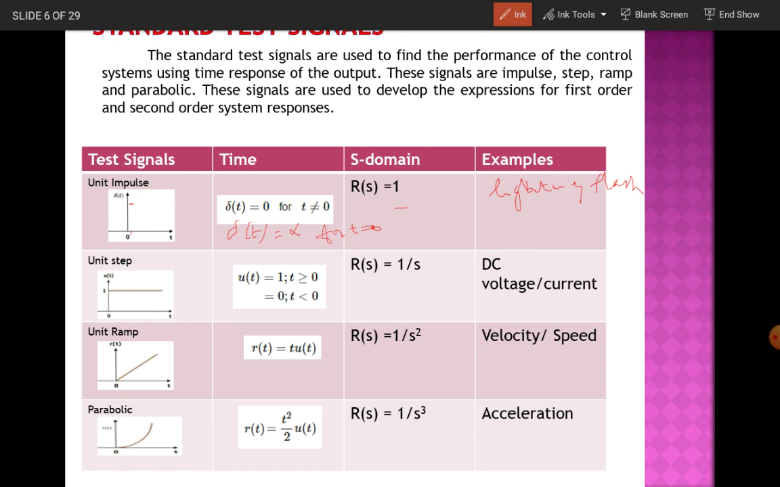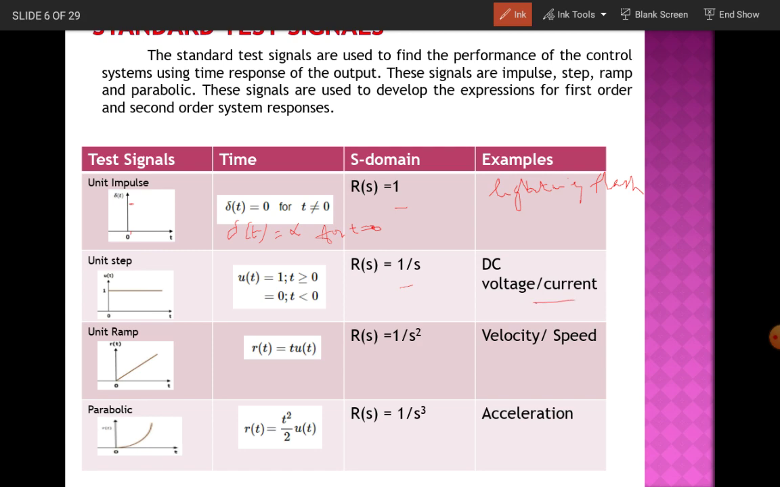Then the next signal is unit step. Here the magnitude of this signal will be constant with respect to time. So u of t value is equal to 1 when time is greater than or equal to 0, or its value becomes 0 at the time of starting. In S domain, its value R of S is equal to 1 by S. The examples for unit step signals are DC voltage or current.